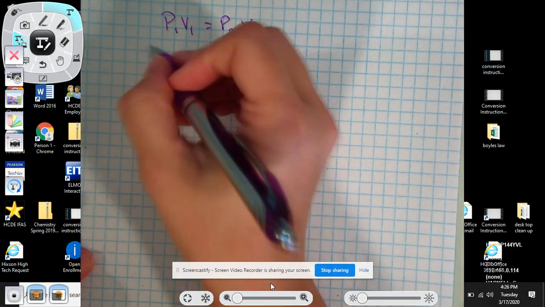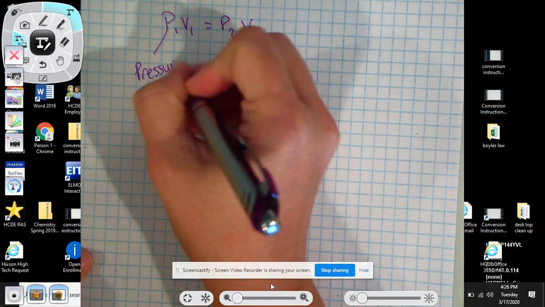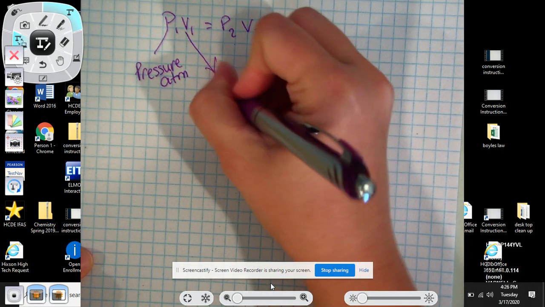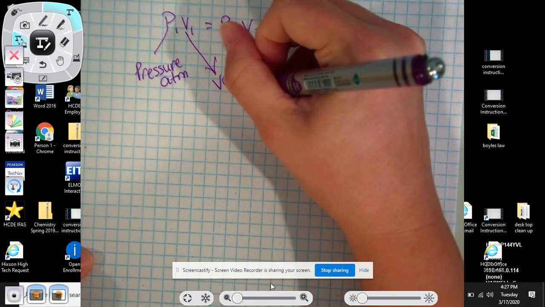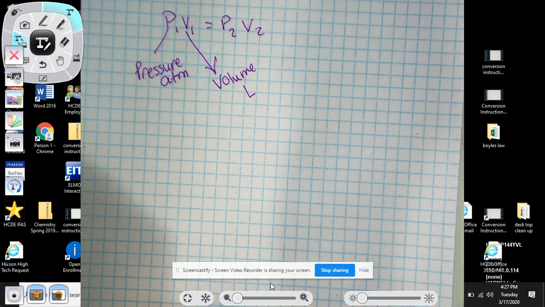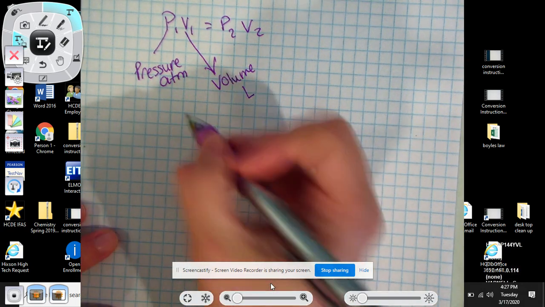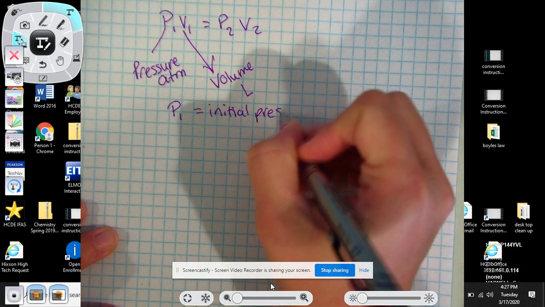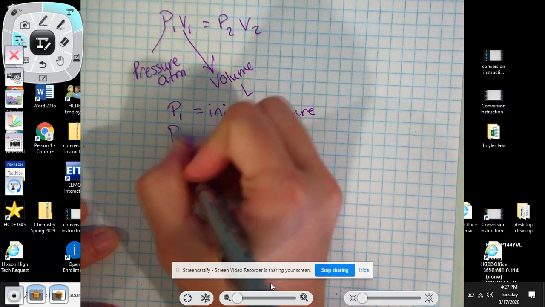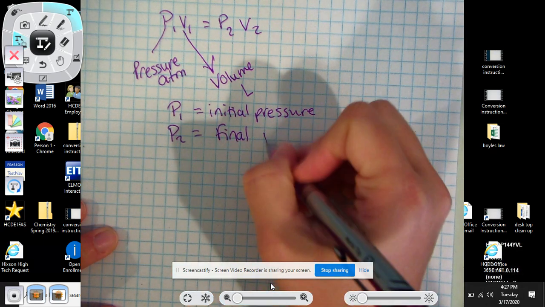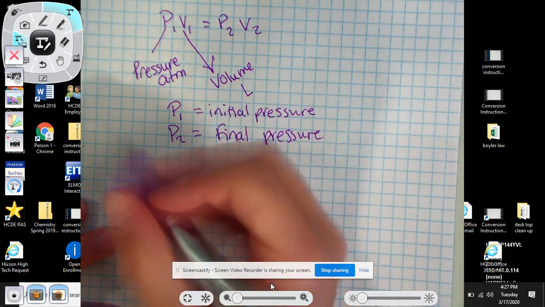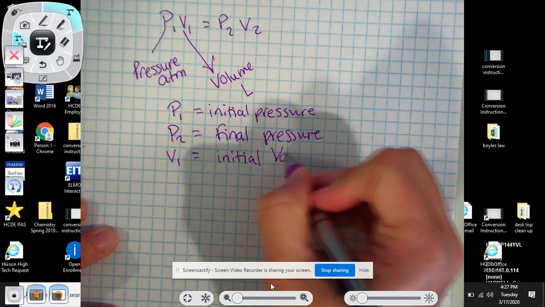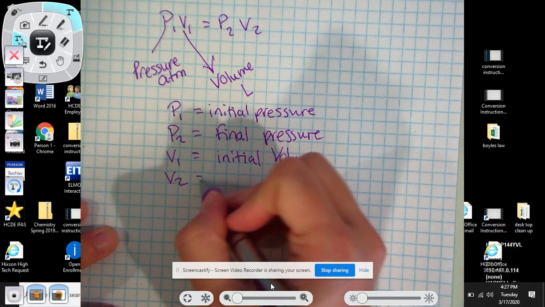Where P stands for pressure and is measured in atmospheres, and volume, or V, is volume, and it's measured in liters. You notice the 1 and the 2. The 1 means that it's the initial. So P1 is the initial pressure, and P2 is the final pressure. V1 is the initial volume, and V2 is the final volume.